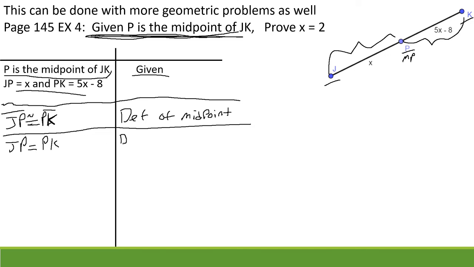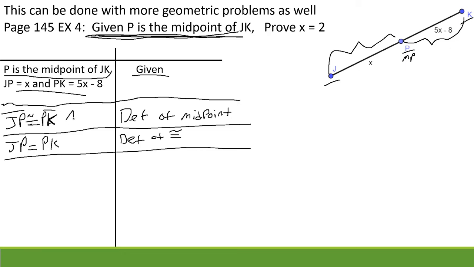And this is just definition of congruency, which I usually write using the symbol. So definition of congruency is simply used, what's the purpose of definition of congruency? Simply to change from congruency to equality or vice versa. Now, I usually am not too much of a stickler on this step because usually the only reason of doing this, in fact, the reason that we're doing it here, is so that then we can substitute in the x and the 5x minus 8 for JP and PK.